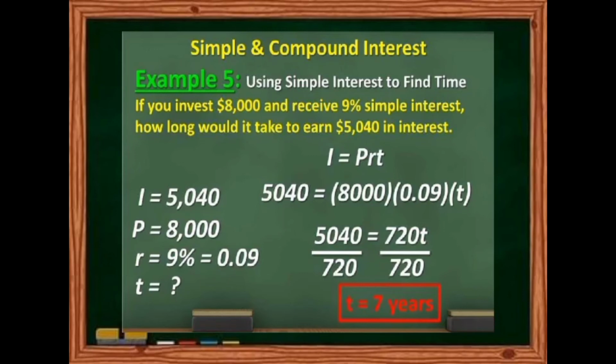To get the time, we will divide both sides by 720. So 5,040 divided by 720 equals 720 T divided by 720. Then we will get an answer of 7. Then our time for the problem is 7 years. I hope you understand the example well.